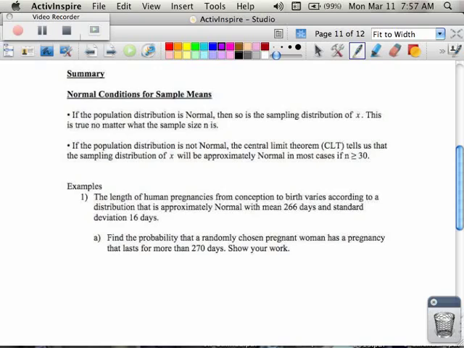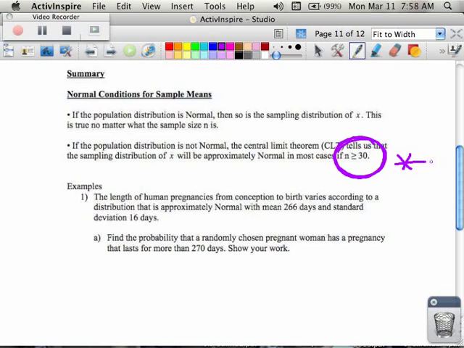So in summary, if your population is normal, so is the sample, no matter what size your sample is. If the population distribution is not normal, then you need the central limit theorem to help you out. And this is what you want to see right here. This is kind of the important deal with the central limit theorem. If your sample size is at least 30, you're good to go. That's what they consider a quote-unquote large enough sample. Okay, so that's the big idea with sample means.